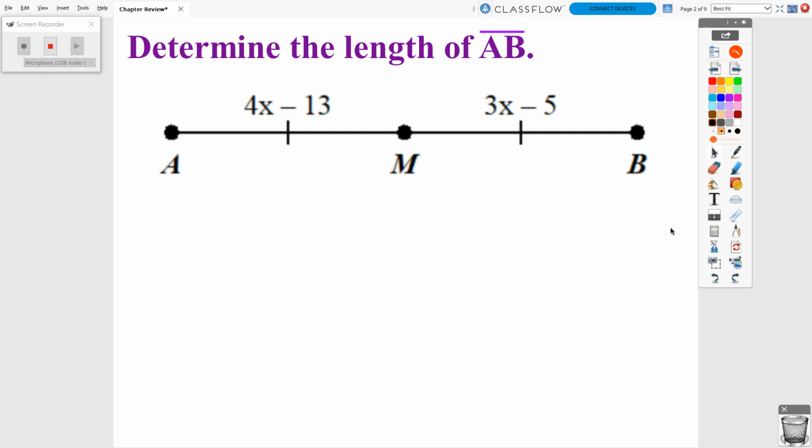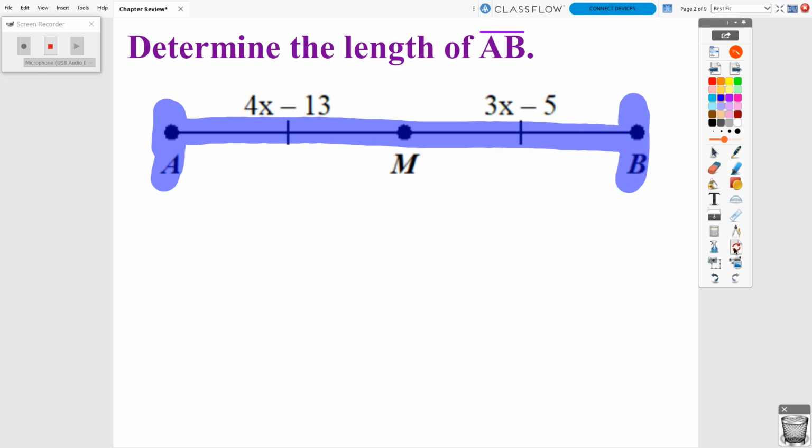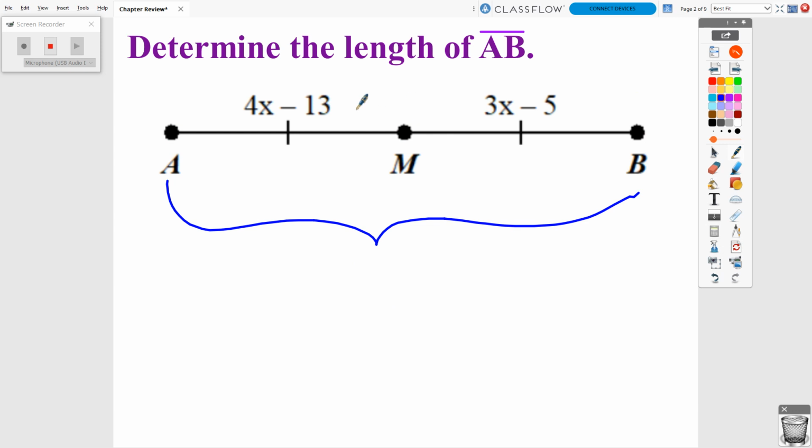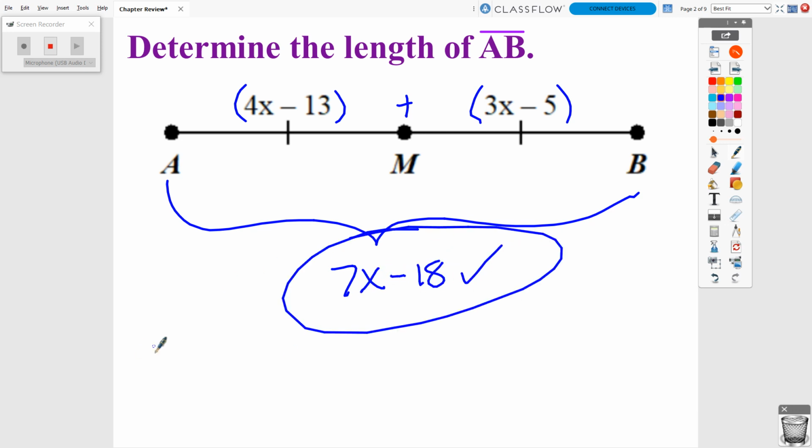So this first problem says, determine the length of segment AB. Well, here is segment AB. It's the whole thing. And we can see that segment AM has a length of 4x minus 13, and MB has a length of 3x minus 5. Now, the answer I am not looking for here would be for you to simply just add these two pieces together and go, well, there's 7x's altogether minus 18. Done, and you move on. Because that is not the answer that I'm looking for.